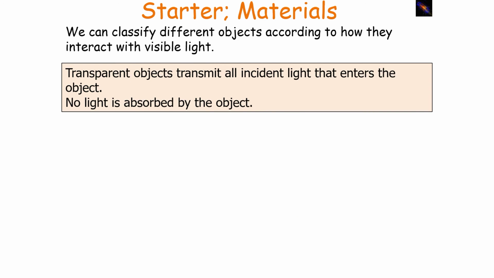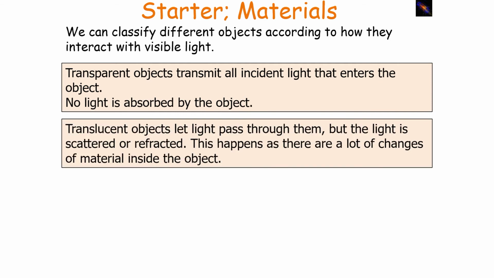So to clarify a few things, transparent objects transmit all incident light that enters the object. No light is absorbed by the object. Translucent objects let light pass through them, but the light is scattered or refracted. This happens as there's lots of changes of material inside the object.